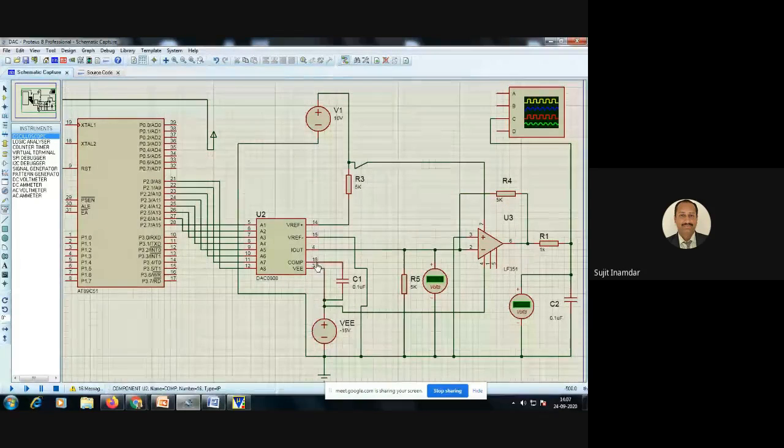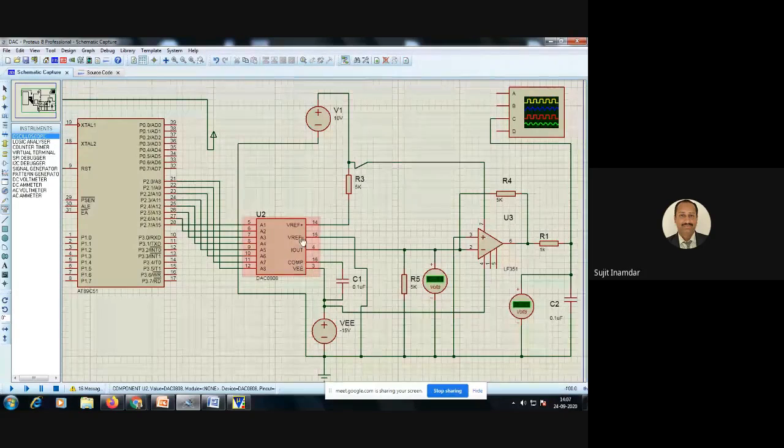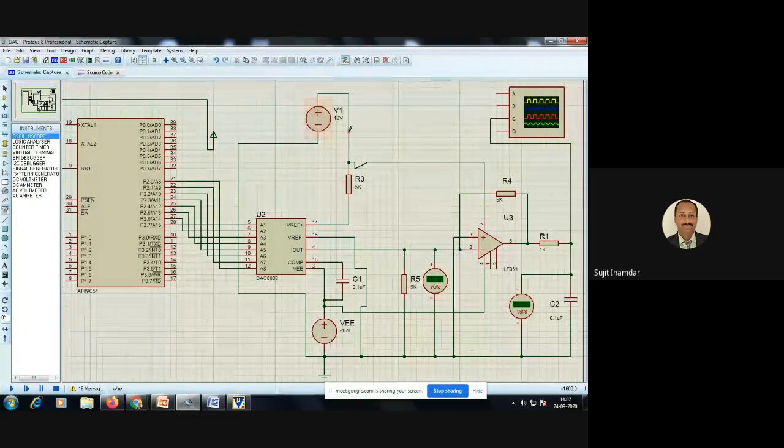V compensation is also connected to VEE, not V reference. So negative minus 15 volt has been connected. That is the compensation pin. V reference is connected directly to the ground. V reference minus and V reference plus are provided with 10 volt. So this is the simple circuitry you are supposed to build.